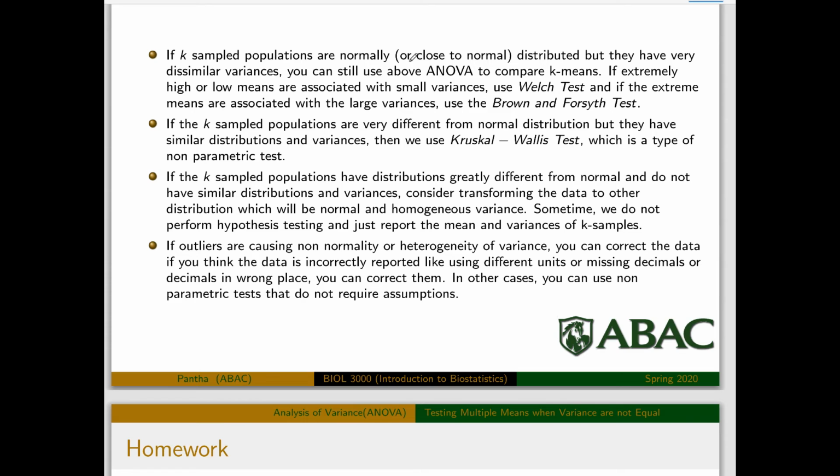If K sample populations are normally distributed but have very dissimilar variances, you can still use ANOVA to compare K means. If extremely high or low means are associated with the small variances, use the Welch test. And if extreme means are associated with the large variances, you can use the Brown-Forsythe test.